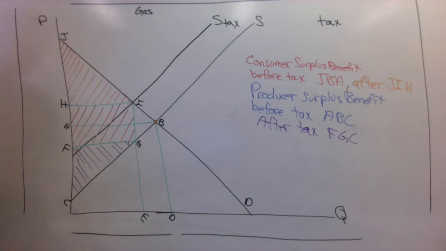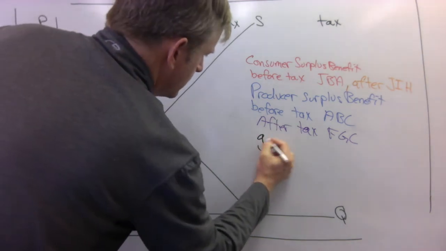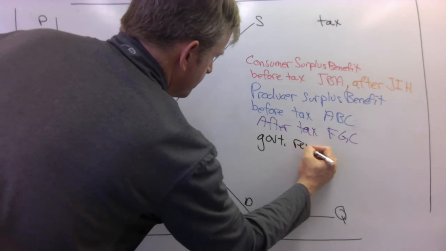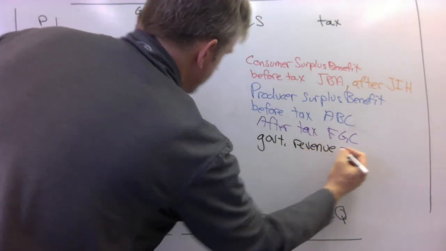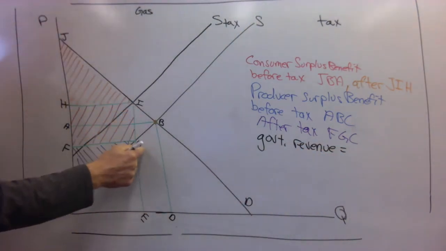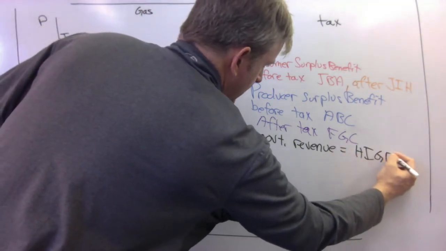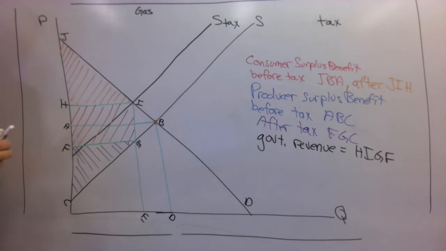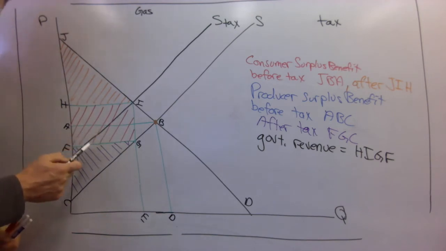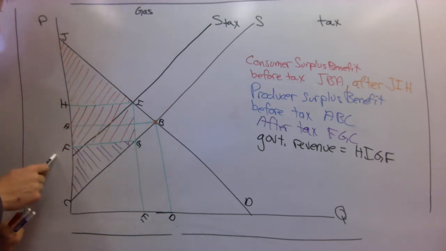What's the government revenue? Government revenue is equal to HIGF, that block, HIGF. That's government revenue, that red area here. HIGF is the government revenue.